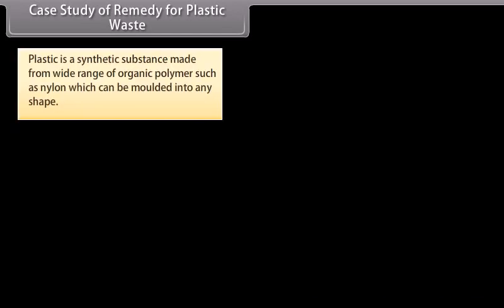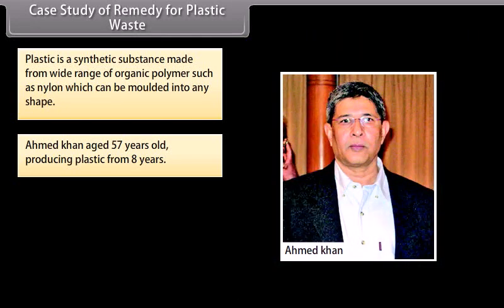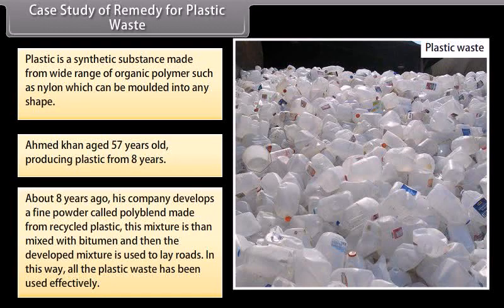Case study of remedy for plastic waste. Plastic is a synthetic substance made from a wide range of organic polymers, such as nylon, which can be molded into any shape. Ahmed Khan, aged 57 years old, has been producing plastic for 8 years. About 8 years ago, his company developed a fine powder called polyblend made from recycled plastic. This mixture is then mixed with bitumen, and the developed mixture is used to lay roads. In this way, all the plastic waste has been used effectively.